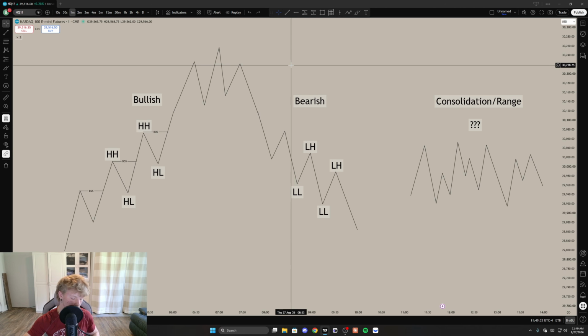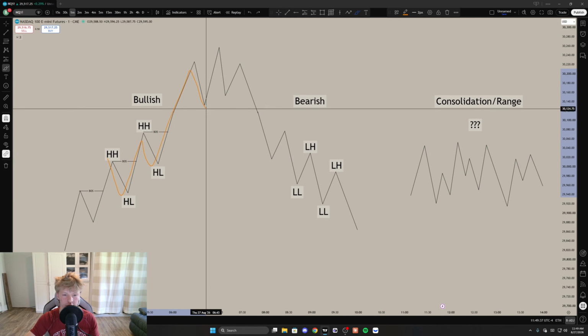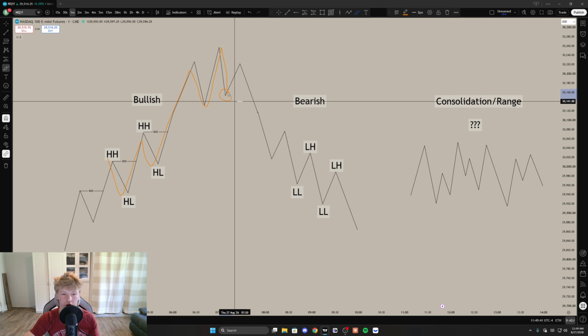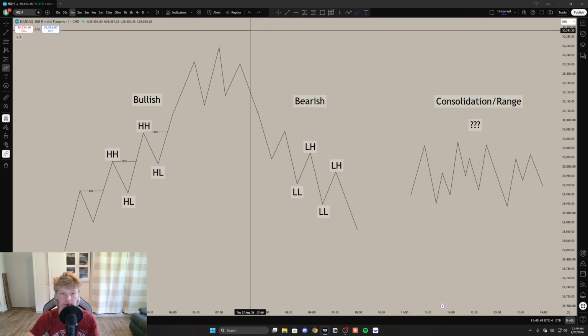Okay, so what are the early signs of a change in character, and then what is the actual change in character? So early signs is we are moving in higher highs and higher lows here, and we see the lower low get put in, or a higher low get put in, and then we fail to make a higher high here. That is the first sign of a potential market shift.